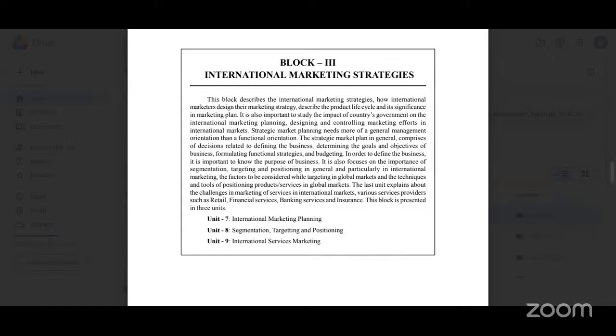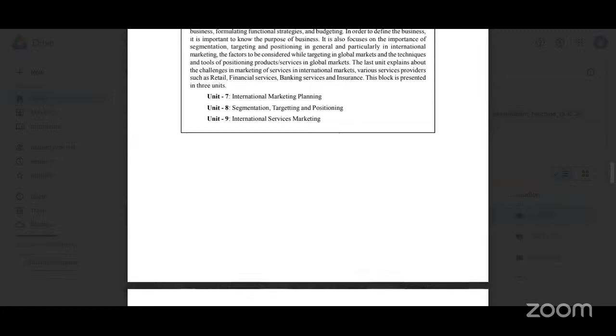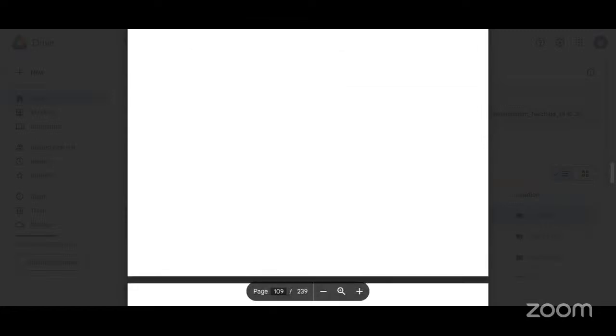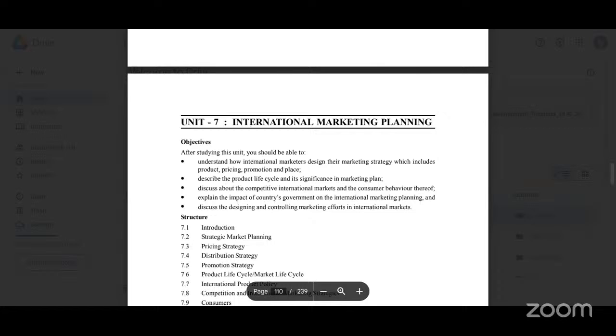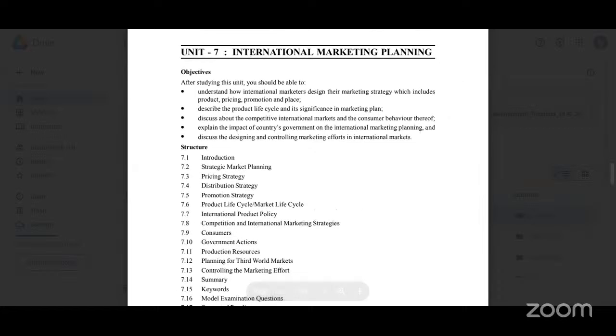So, let us first go to Unit 7, that is International Marketing Planning. In international marketing planning, the broad objectives are to understand how international marketers design their marketing strategy, which includes product, pricing, promotion, and place. It describes the product life cycle and its significance in marketing plan. It also discusses the competitive international markets and the consumer behavior thereof.